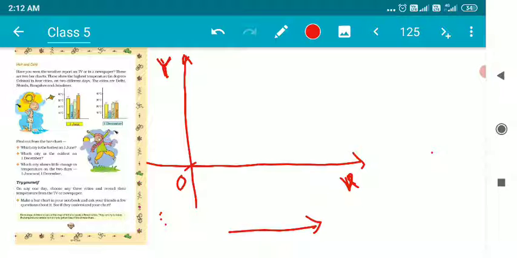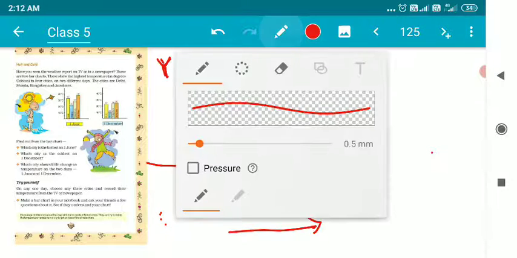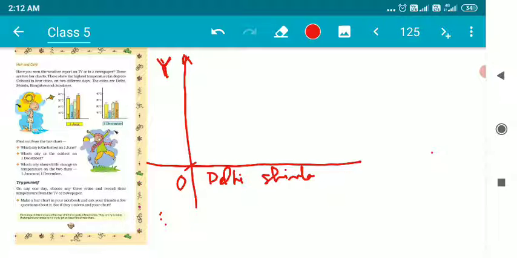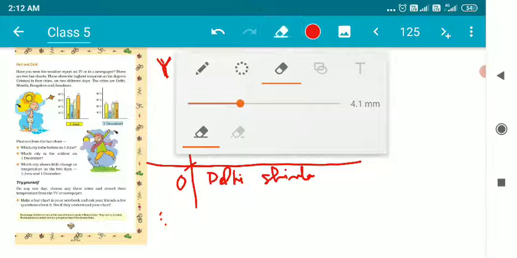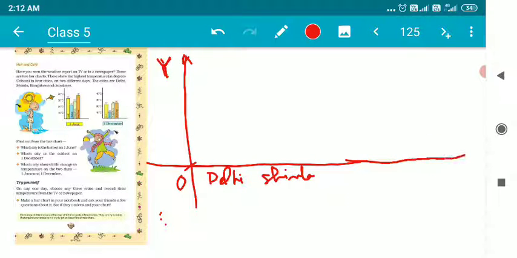For example, this portion is representing Delhi. This portion is representing, suppose, Shimla. Now if I extend this line a bit, just to understand actually, I'm just extending this line a bit, the x-axis. So this portion is representing, suppose, Bangalore, and the last one is representing Jaisalmer.